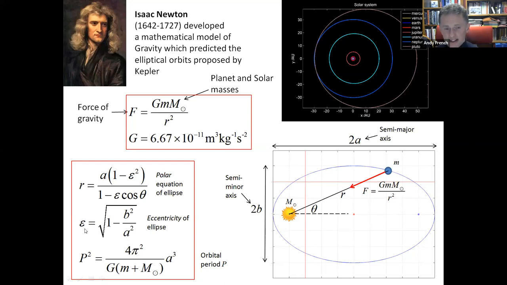So if b is equal to a, our eccentricity is 0, 1 minus 1. So that defines a circle. And if you look carefully, if you set epsilon equals 0 in this equation, R is equal to A. So there we go. That's just the radius. That's the equation of a circle. The radius is a constant. Okay, so there we are. That's a little introduction to how we might go and plot this. And that's probably the first thing you might want to try, which is just plot an ellipse.